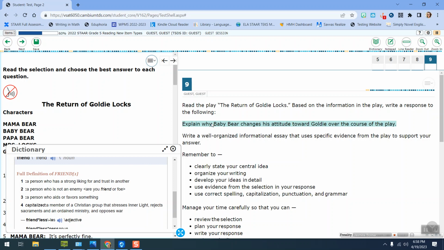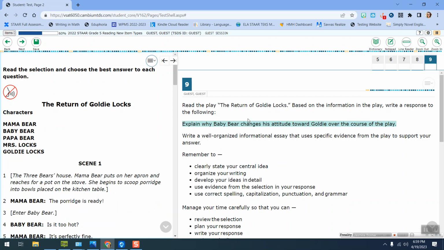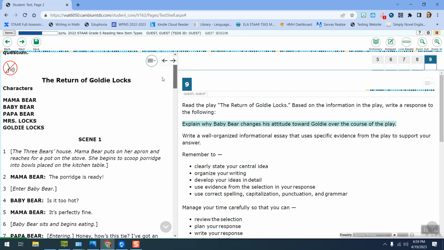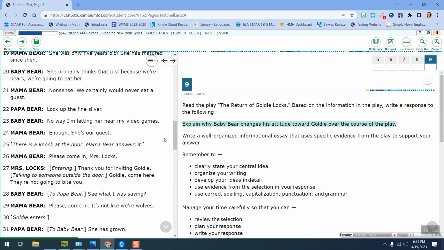So I have to be sure that I'm answering the question that is asked. Okay? Why? And I know because I've read this and I did my notes and I understand it that Baby Bear changes his attitude toward Goldie because he starts to understand who she really is and what was happening when she first broke into his house. So I'm going to think about that, the idea that I know that Goldie was misunderstood. Okay, so Baby Bear began to understand Goldie better. And I'm going to start looking through my annotations and the passage to find some text evidence that can each be one of my discussion points for each paragraph.